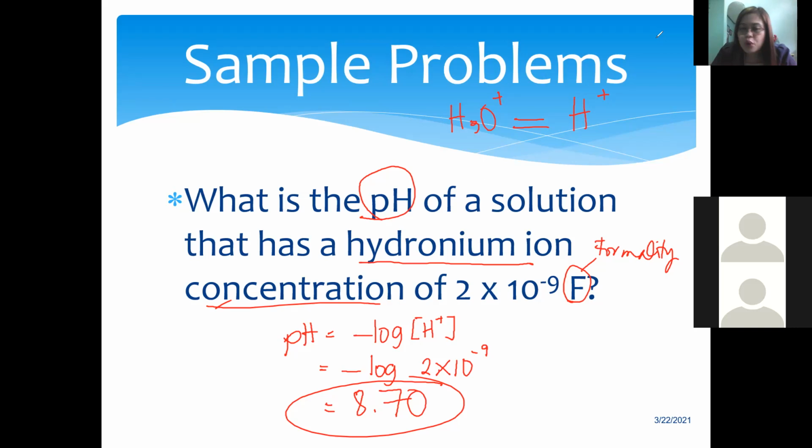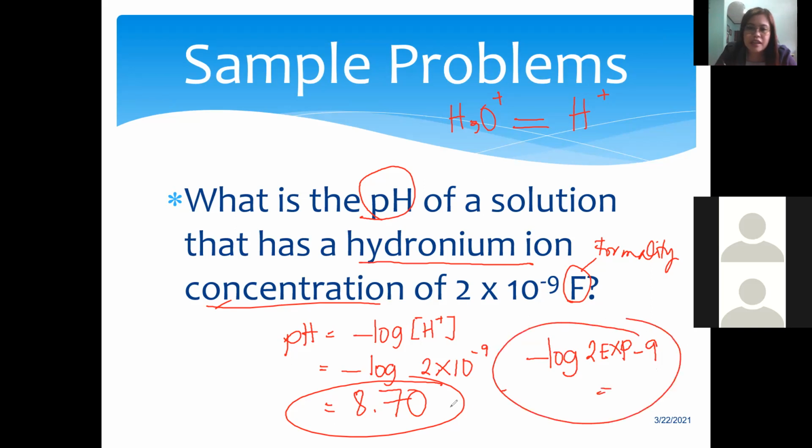So, I hope you know how to do this using your calculator. So, again, ang ginawa ko, nilagay ko negative, and then pinindot ko yung log, and then nilagay ko 2, pinindot ko yung exponent, sa baba exp, and then negative 9, and then equals. You will get this one, the 8.70. Okay? So that's how simple the computation of pH is, as long as you know the concentration of the hydrogen ion.